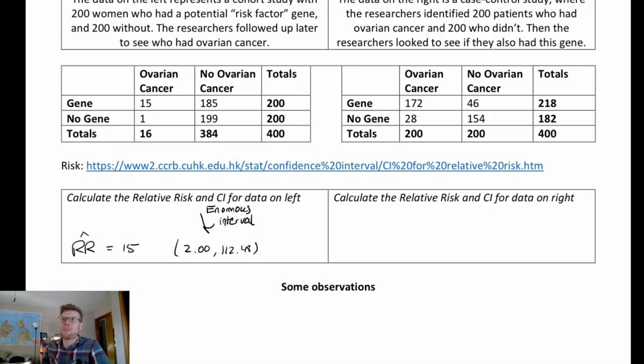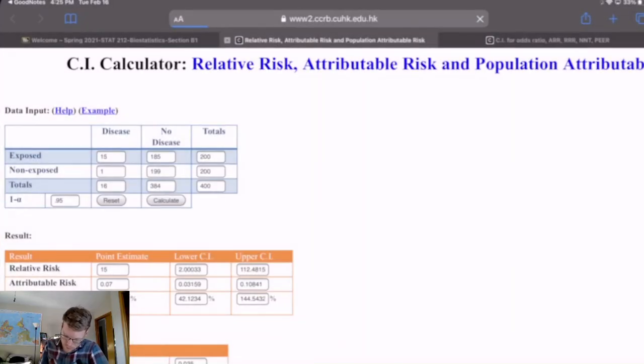Now let's do the same thing for the example on the right. This data is collected very differently though, and as we're going to see, a relative risk estimate doesn't quite work in this context. But again, now I can open it, I think. Or can I open it? There we go. That's helpful. Okay.